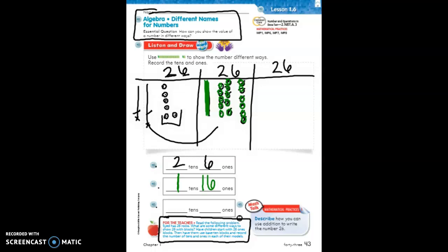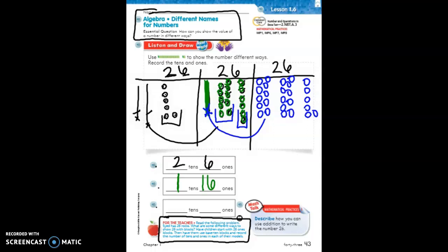I have to get rid of this 10 and kind of break it apart over here into 10 ones. 1, 2, 3, 4, 5, 6, 7, 8, 9, 10. And I can't forget this group of 10. 1, 2, 3, 4, 5, 6, 7, 8, 9, 10. And the 6 that we started with. 1, 2, 3, 4, 5, 6. Remember, you can pause throughout the video so that you can draw your picture as well.